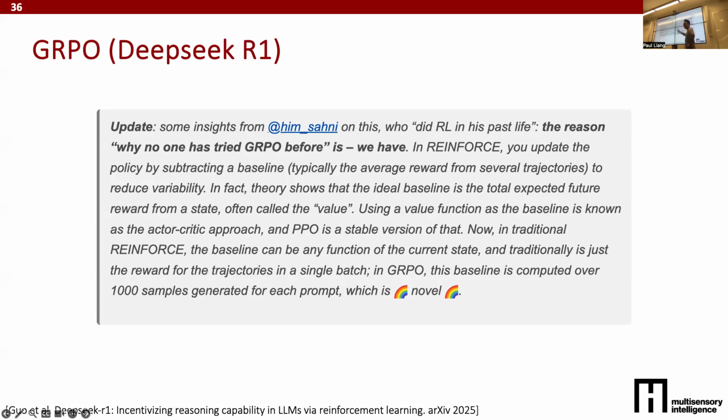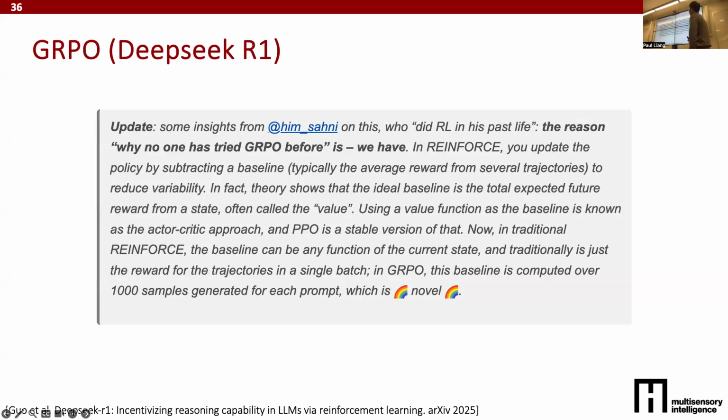In REINFORCE, and remember REINFORCE was the very first algorithm we talked about, right? In REINFORCE, you update the policy by subtracting the baseline, which is typically the average reward from several trajectories, your exponential moving average of the reward that you've seen so far. And this helps to reduce variability. In fact, theory shows that the ideal baseline is the total expected future reward from a state, often called the value, your V of S. And using a value function as the baseline is known as the actor-critic approach. So you have the actor, which learns the policy, and the critic, which learns V of S and uses that as the baseline. And PPO is a stable version of that.